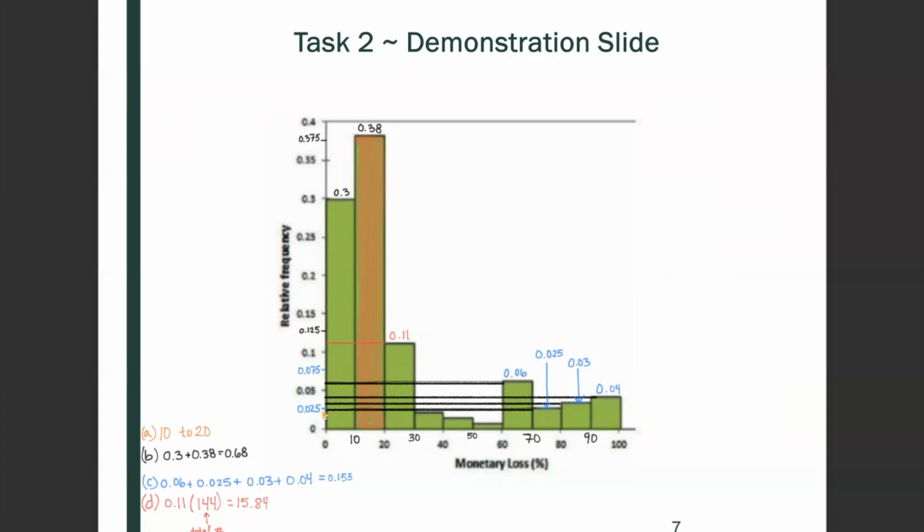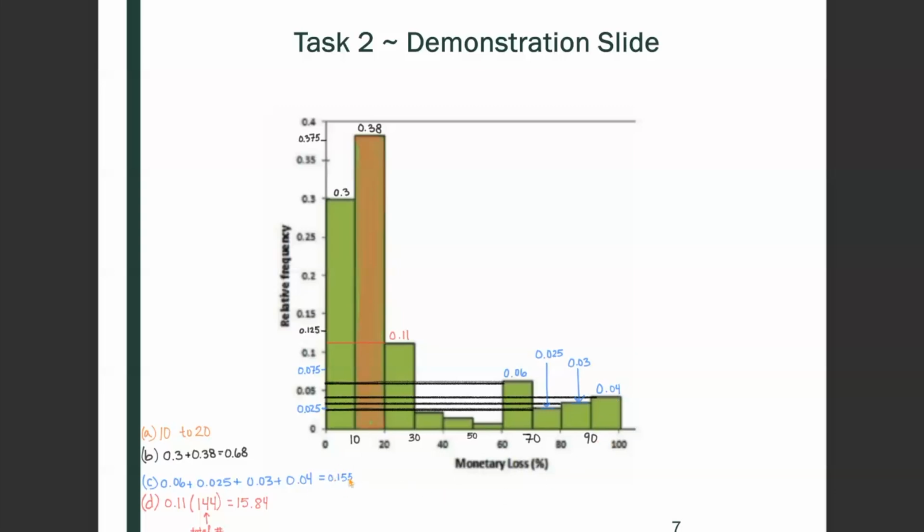Then the bin from 70 to 80, if I look at the y-axis, the relative frequency is close to 0.025. Here from 80 to 90%, if I were to follow that line, oops, sorry, it's hard with the mouse, that's approximately 0.03. And then from 90 to 100%, the height of that last bin is around 0.04.